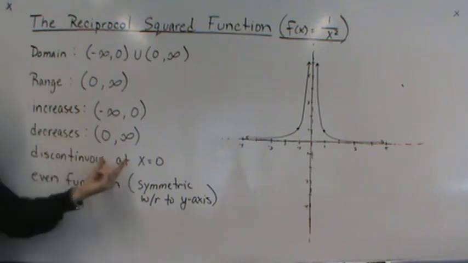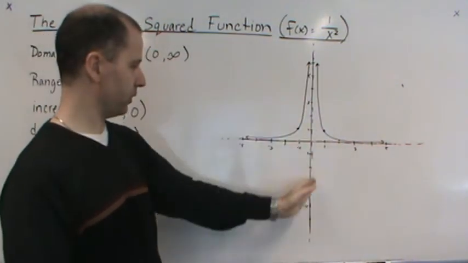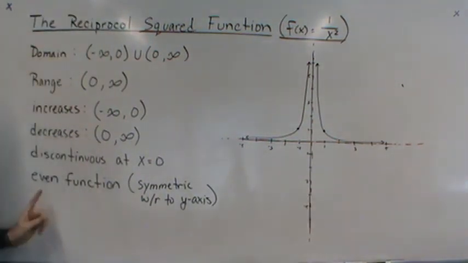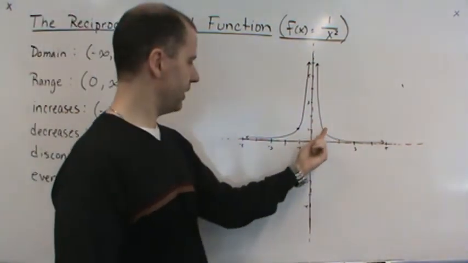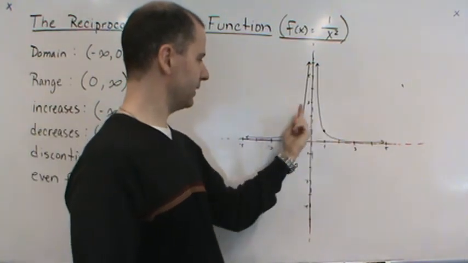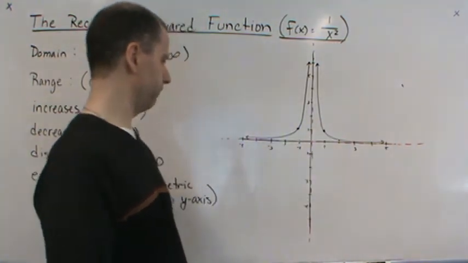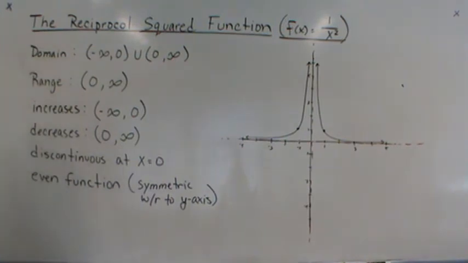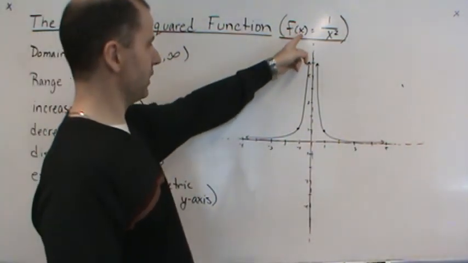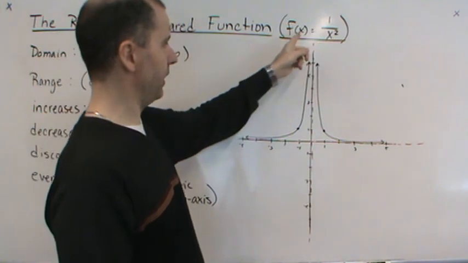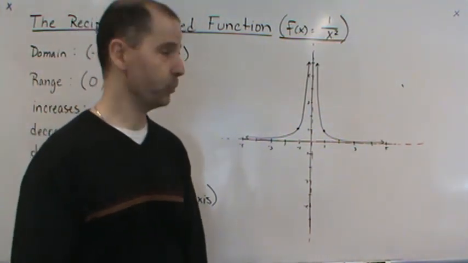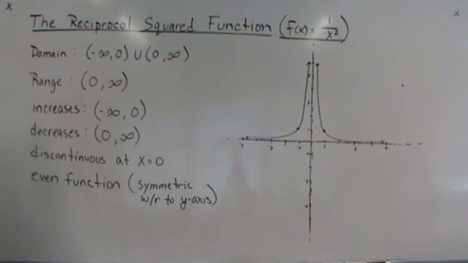Of course, it's discontinuous at x equals 0 because of the vertical asymptote. And this is an even function. So notice that it's symmetric with respect to the y-axis. So this is an even function. Okay? And again, you could show that by replacing x with negative x, and you see that you end up with the same function back. Okay? And those are the main characteristics of the reciprocal squared function, or a squared reciprocal function, however you want to say it.